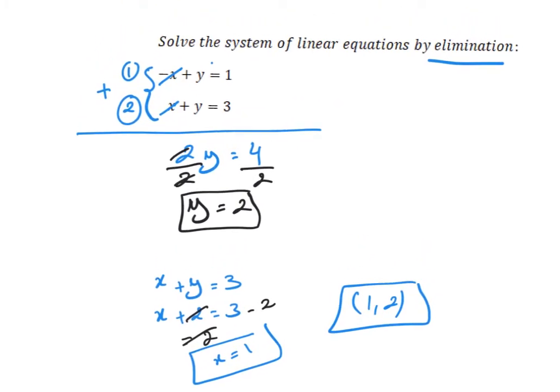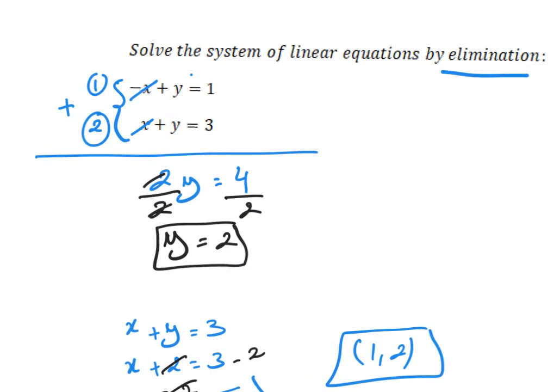And you want to check your solution here, to see whether your answer is correct or not. We can substitute x by 1 in equation 1. That will be negative 1 plus 2, and we get 1. That's correct. In the second equation, we have 1 plus 2, we get 3, and this is correct.